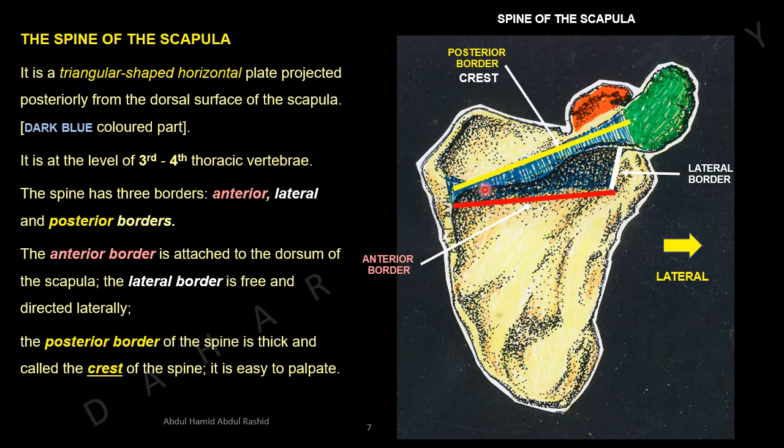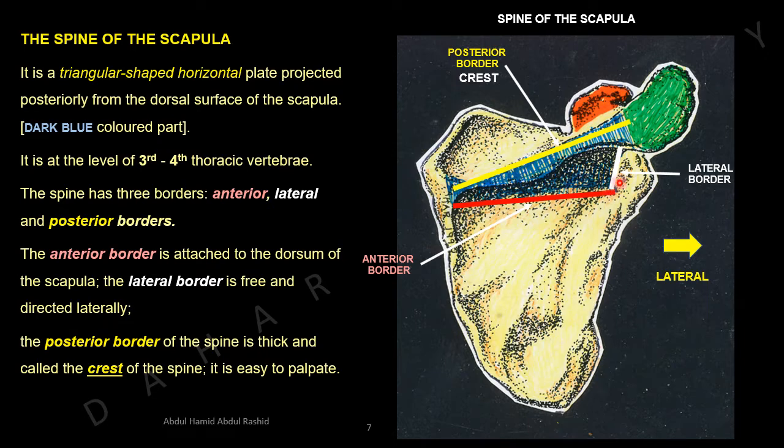It is at the level of the 3rd to 4th thoracic vertebrae. The spine has three borders. Because it's a triangular shape, it has three borders: anterior border, lateral border, and posterior border. This is the anterior border, red line. It is attached to the dorsal surface of the scapula. So the anterior border of the triangular shaped spine is attached to the dorsal surface of the scapula.